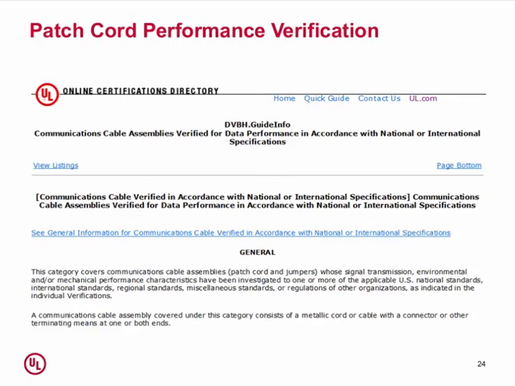The category code is DVBH. Those of you familiar with UL know that we use these 4-letter codes that don't seem to have any rhyme or reason behind them to identify the categories. And the category name is Communication Cable Assemblies, verified for data performance in accordance with national or international specifications. In this guide information, there's a reference to the standard UL 3992 being the standard of choice for this category.